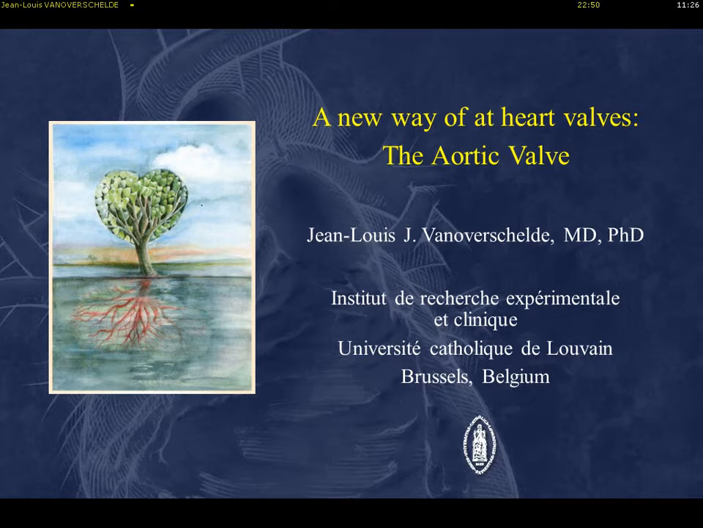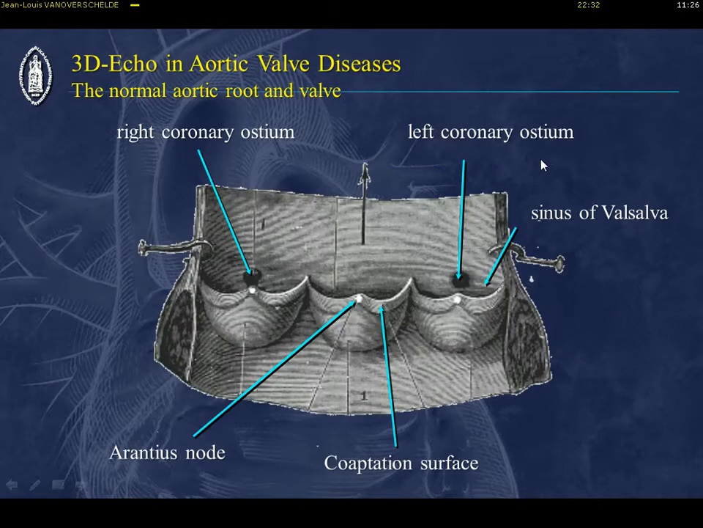So I've been asked to talk about the aortic valve. Contrary to the mitral valve, I think there is less of a place for 3D echo right now for assessing the aortic valve, but there's increasing interest in doing that, and I will show you some examples.